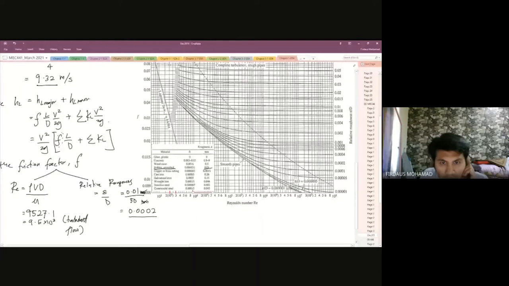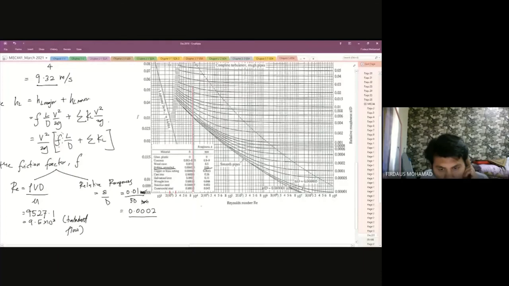So draw a straight line. So this is 9.5 times 10 to the power of 3. Okay, where is our relative roughness? Where is our relative roughness? Sir, the screen disappeared again. Wait a moment.